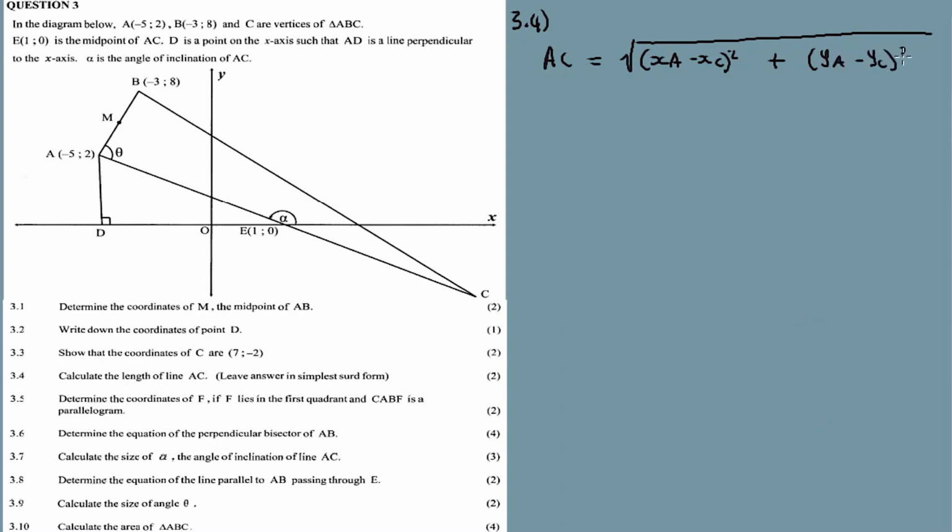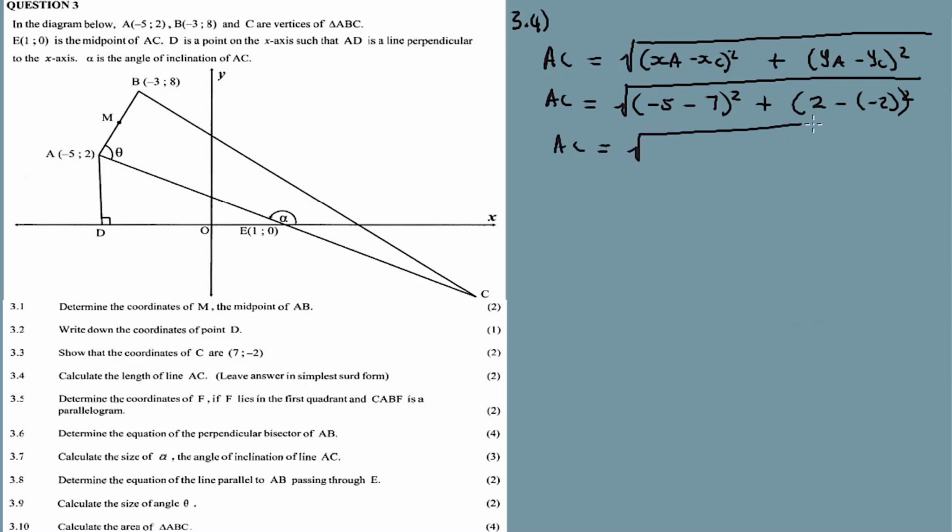Minus YC squared, then AC is equal to the square root of XA, negative 5 minus XC, which is 7, squared, plus YA, which is 2, minus YC, which is negative 2, squared. Then AC is equal to the square root of minus 5 minus 7.